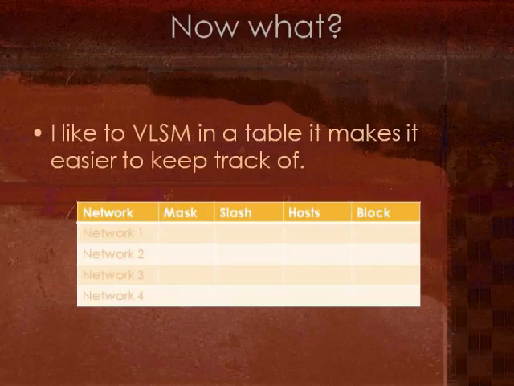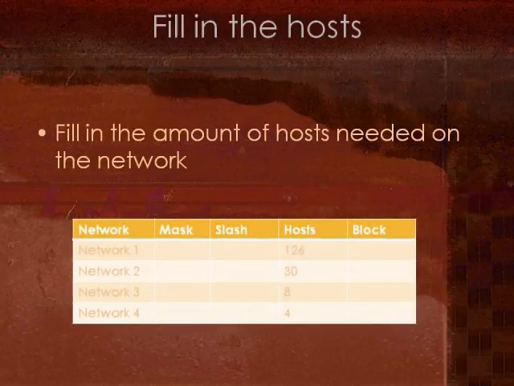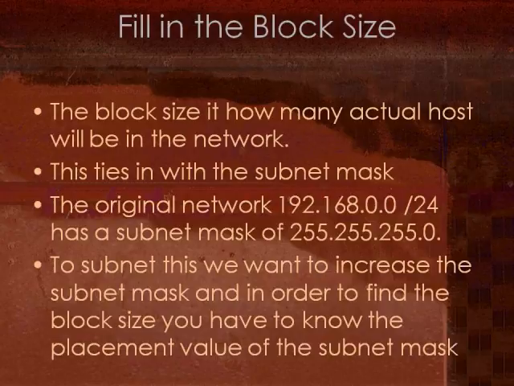To keep this from getting confusing, and it's easier for me to work with anyway, I like to create a little table that helps me keep track of everything. If you're following along with me, go ahead and make a table. You'll need a network column, mask, /, host, and a block column. Label each network 1, 2, 3, and 4 and keep that separated. In the host column, we're going to put the number of hosts that are required on each network. This next part, where we determine the block size, could get a little tricky.